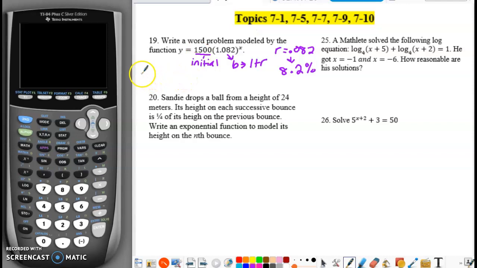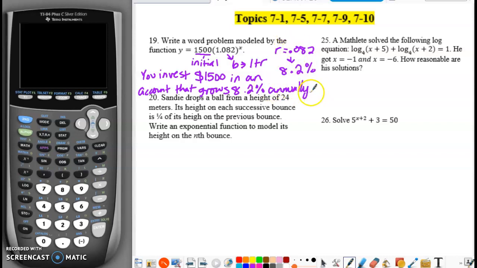Okay? So if we wanted to talk about an investment, that's what this equation is used for a lot. You could say something like, you invest $1,500, because usually this is going with money. You invest $1,500 in an account that grows 8.2% annually, because this rate is usually annually. So you could write something like that. This is not the only correct answer to this problem, but this is just an example of what you could write.